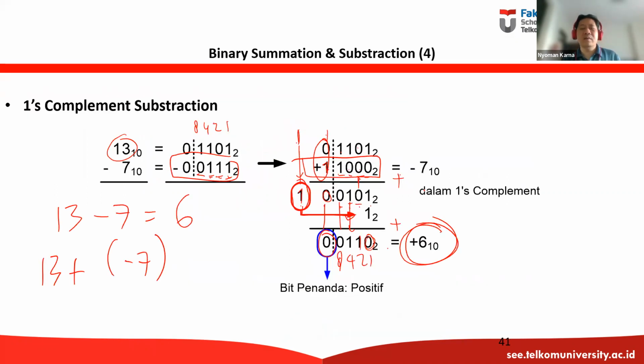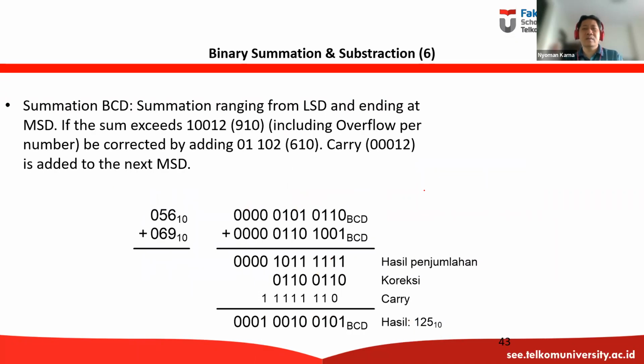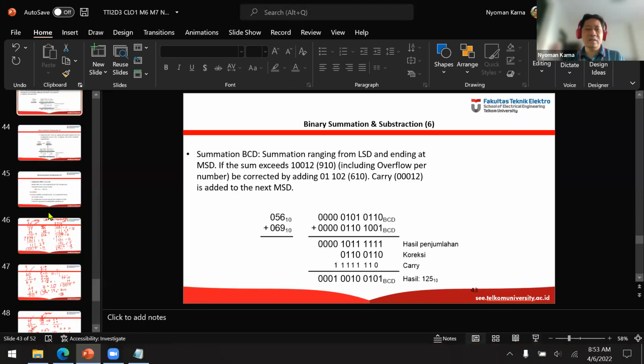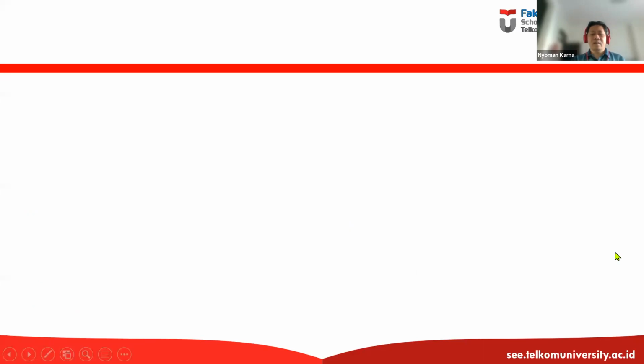Okay. Now this is what we do in 1's complement subtraction and 2's complement subtraction. Now let's take another example. Let's say I have positive 4 and then negative 3. So I'm going to subtract 4 minus 3.